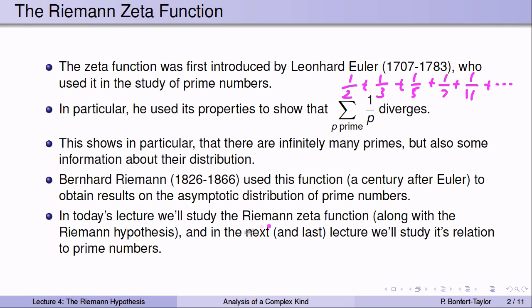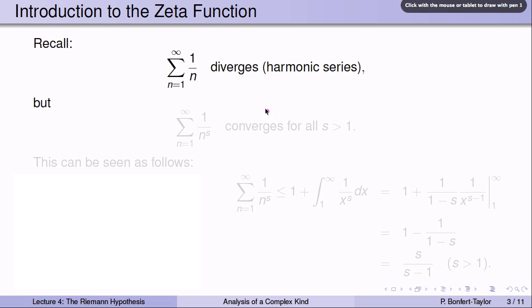We'll also talk about the Riemann hypothesis, one of the most famous open problems in mathematics. And next lecture, which is also our last lecture, we'll study the relation between the Riemann zeta function and the distribution of prime numbers.